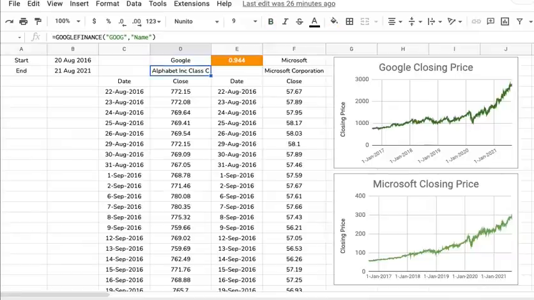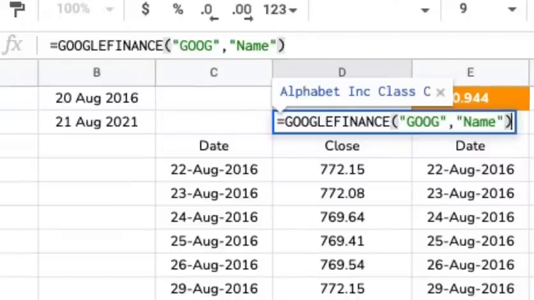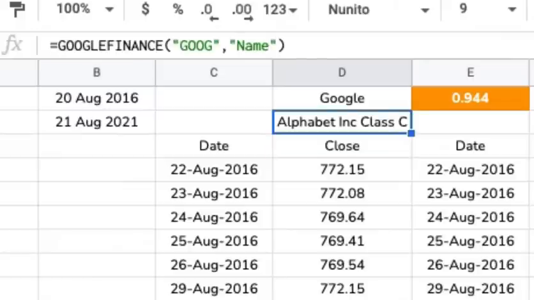The first thing you should understand here is this formula. GOOGLEFINANCE, then the ticker for Google, which is GOOG, and the current name of Google is Alphabet, right? So we also write that we need the name from Google Finance. So the ticker, then "name" inside the inverted commas, and then you'll get the name of the company, Alphabet Inc. Class C, which is Google.